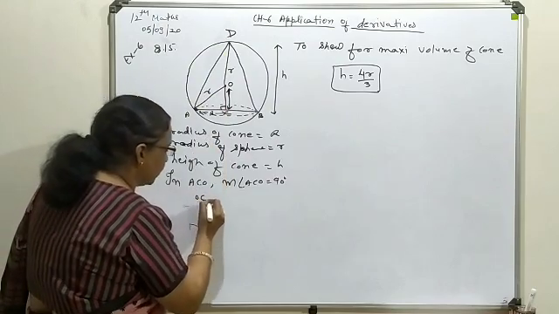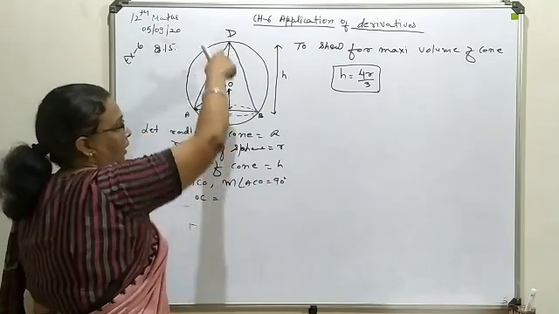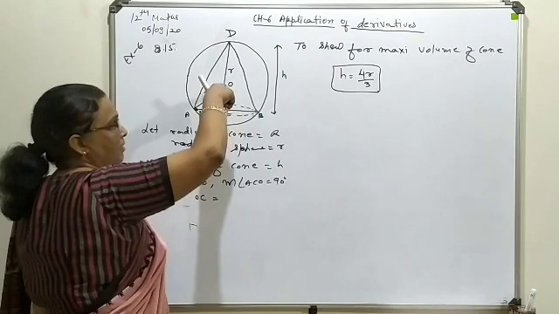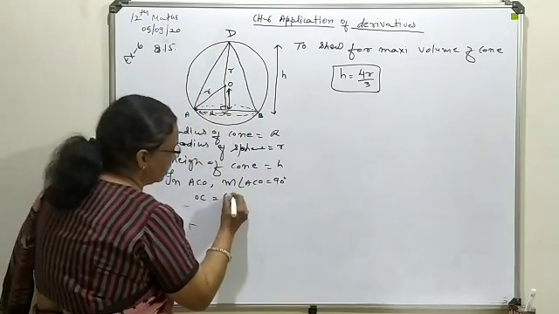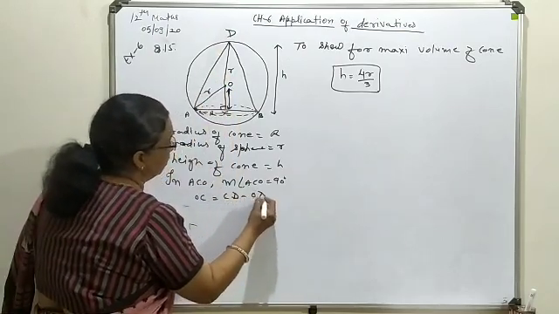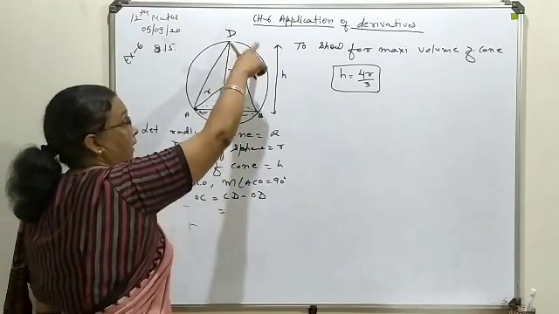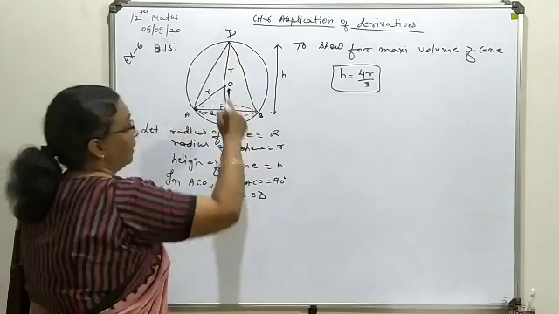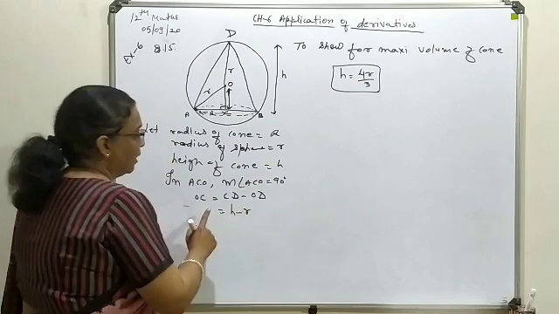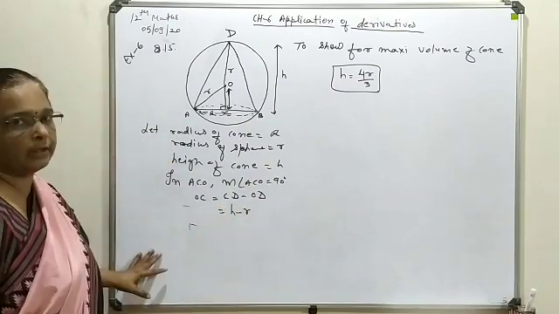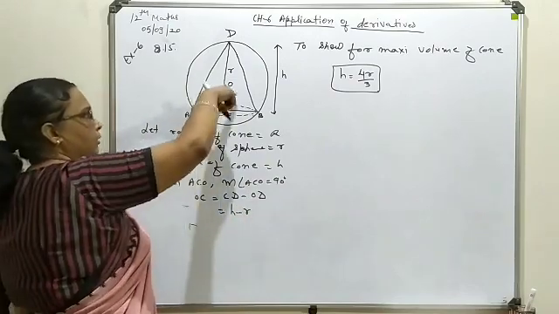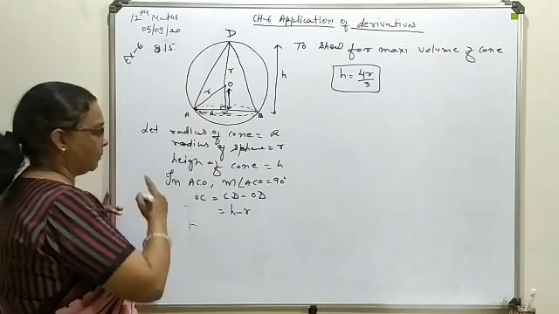Now from here OC you can define as CD minus OD. CD is the height of the cone, that is h, minus OD, which is r. This way OC will be defined. Now we will talk about this triangle and the Pythagoras application.